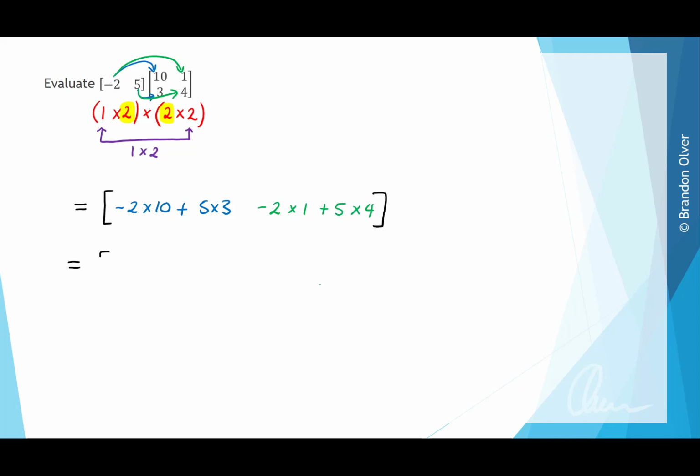That is going to equal, in the blue, -20 plus 15, and in the green, -2 plus 20. When we evaluate that, -20 plus 15 is -5, and -2 plus 20 is 18. So that there is the resultant matrix, and it is of order 1 row by 2 columns, which is what we found back up here.